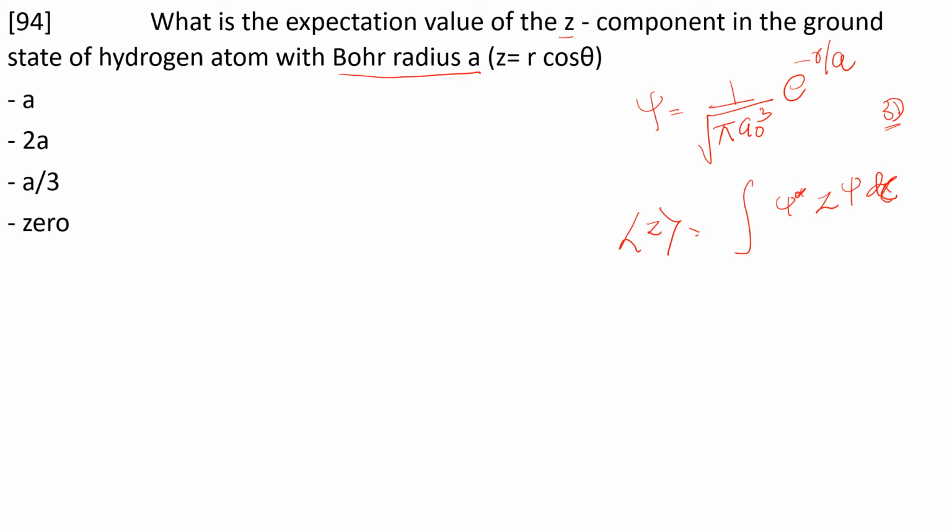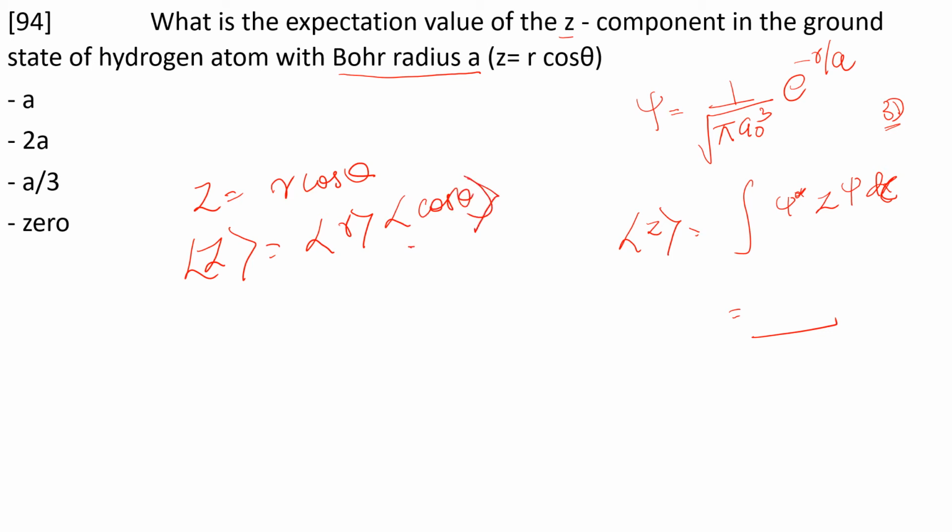You have to find psi star, and you get the value. But you need not go with all these values, because you know that z is nothing but r cos theta. The expectation value of z is nothing but the expectation value of r into the expectation value of cos theta. Now the expectation value of cos theta is nothing but 0, so your answer is 0.